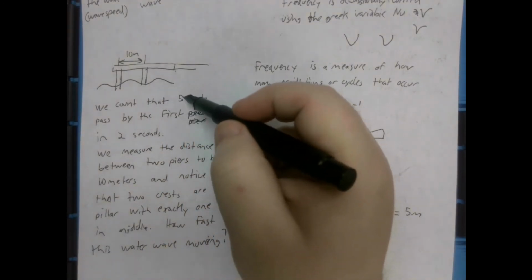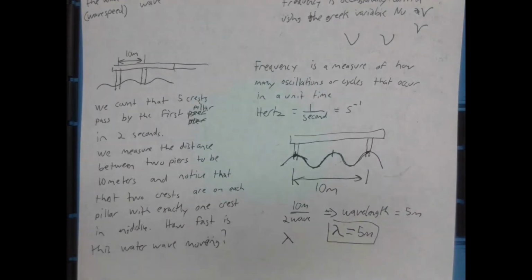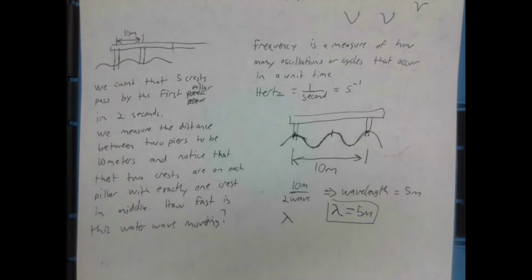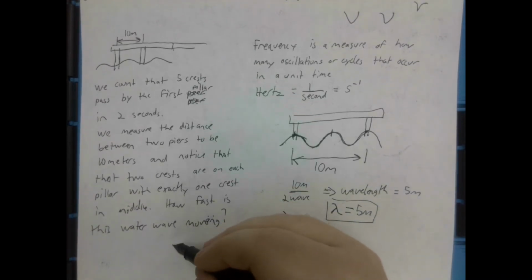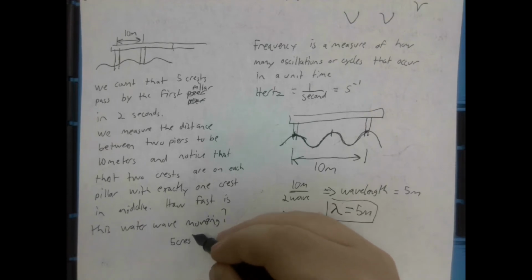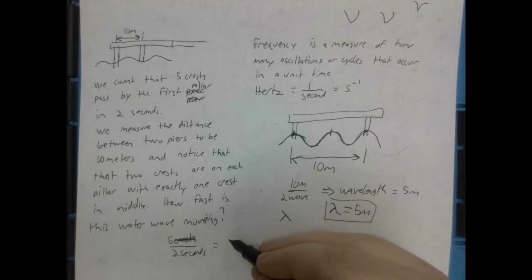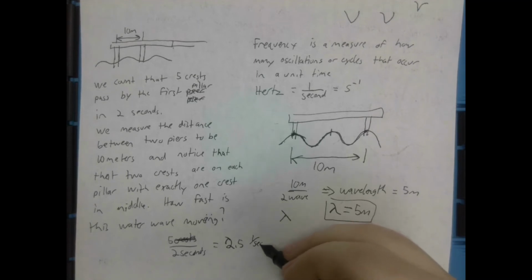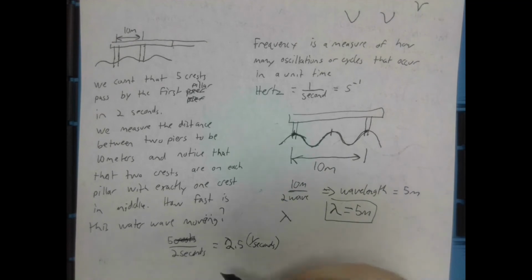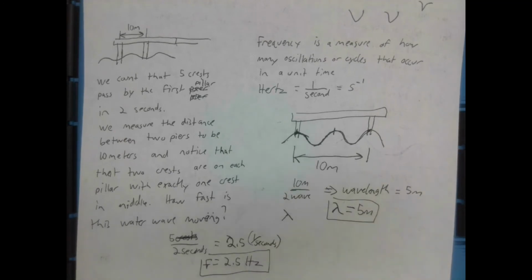We count that 5 crests pass by the first pillar in 2 seconds. So what is the wavelength? And what is the frequency? Yes. So frequency is per second, so there's 5 crests per 2 seconds. So crest is a fictitious unit. So this is equal to 2.5 per second, right? So this is equal to 2.5 hertz. So that's our frequency. Make sense?